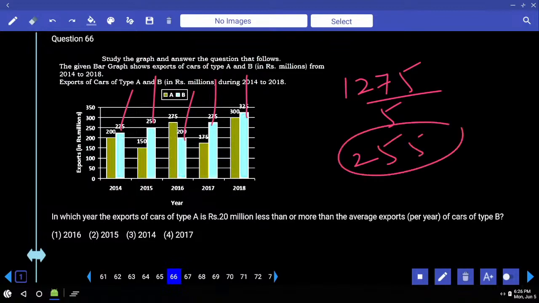255, 255. So here we have to find out a value which is either 20 million less or 20 million more. 255, 20 more means 275, or 20 less means 235. Where is it? In 2017, 275. Option 4.